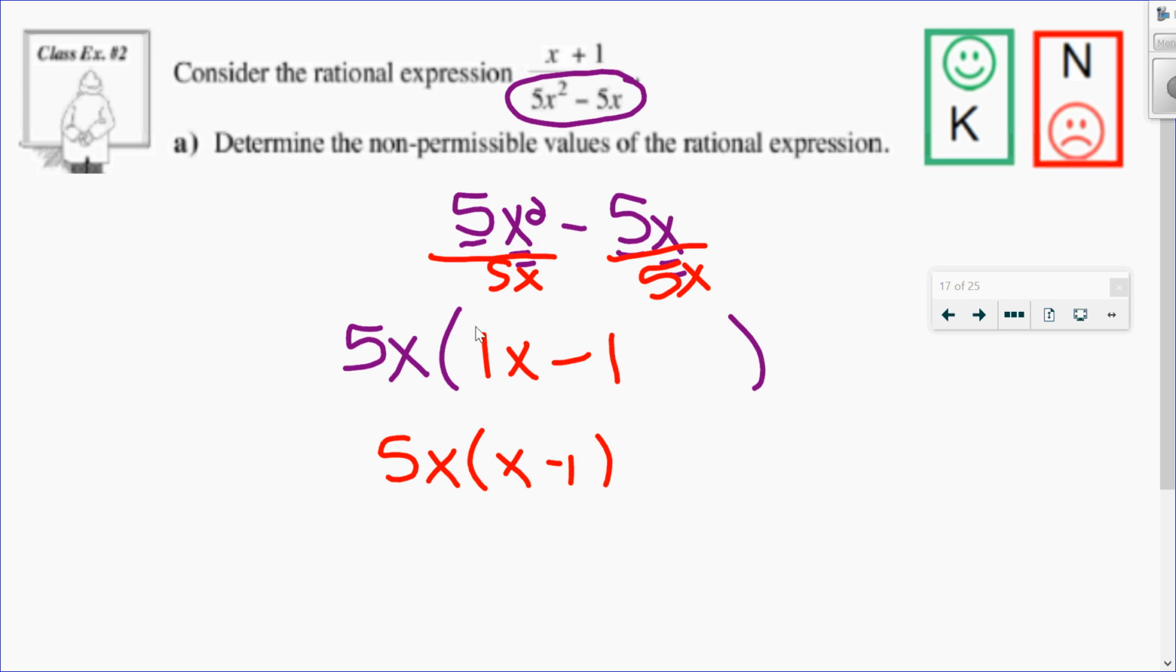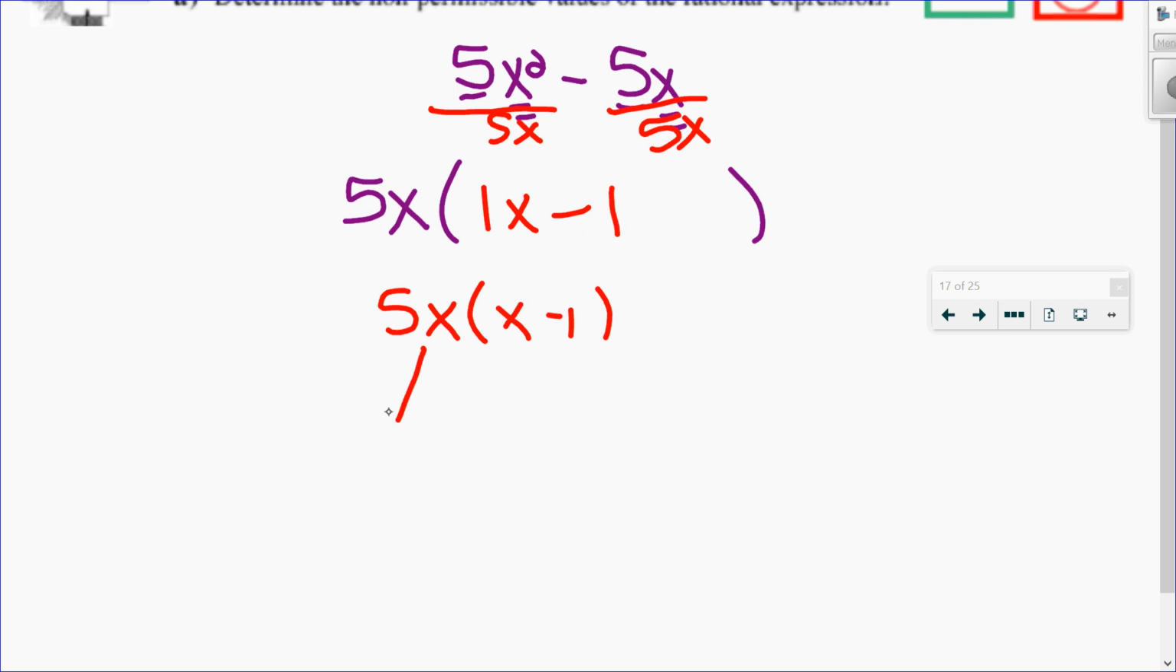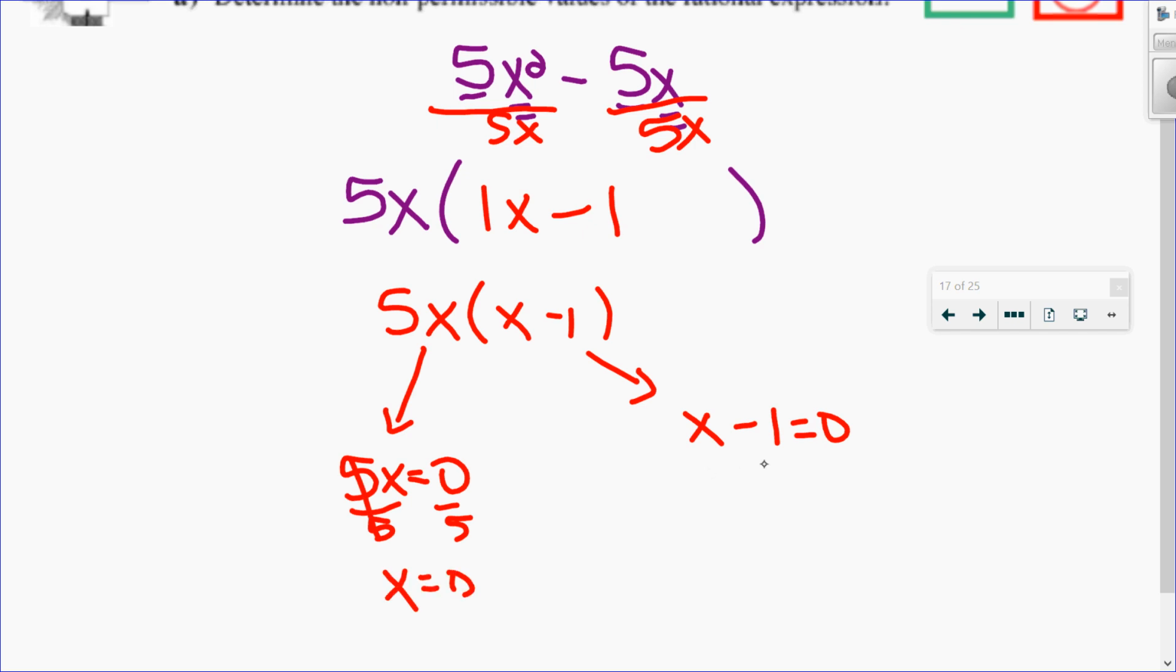So to find the non-permissible values, I'm going to set each of these to 0 because that's what x is not allowed to be. It's not allowed to be 0. So let's look at what value would make it 0. So divide both sides by 5 and I get that x equals 0, and add 1 to both sides and I get x equal to 1. So what that tells me is that my non-permissible values are 0 and 1.